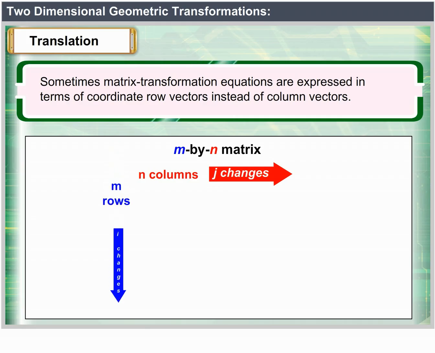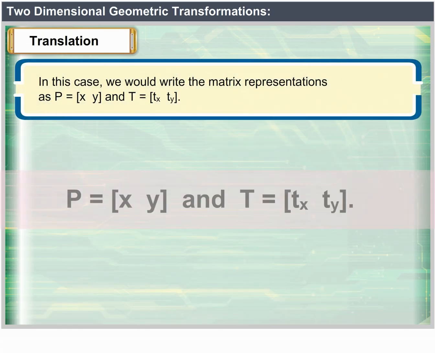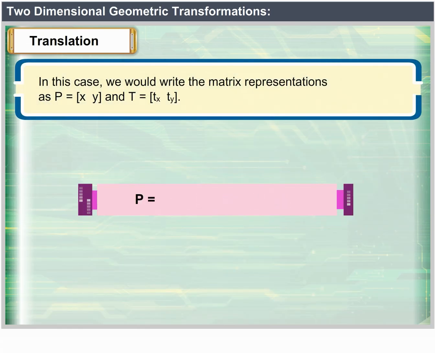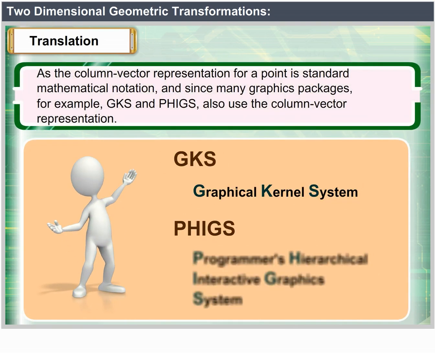Sometimes matrix transformation equations are expressed in terms of coordinate row vectors instead of column vectors. In this case, we would write the matrix representations as P equals x, y and T equals tx, ty. Since the column vector representation for a point is standard mathematical notation, and since many graphics packages, for example GKS and PHIGS, also use the column vector representation.